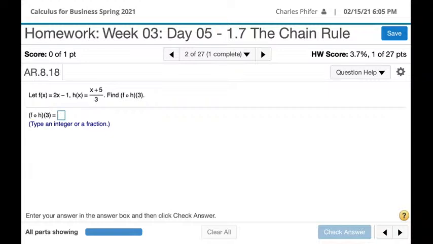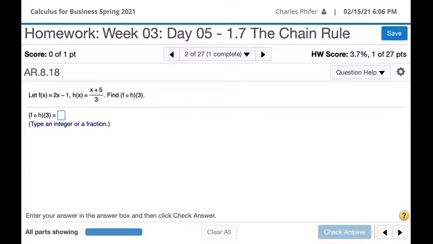Okay. This is question number 2 from this assignment, and I think it's augmented review or AR, Section 8, question 18. All right, so it's a review section. We're given that f of x is 2x minus 1. H of x is x plus 5, oop, that's not a 5, over 3. And then we're asked to find f of h of 3. Okay.